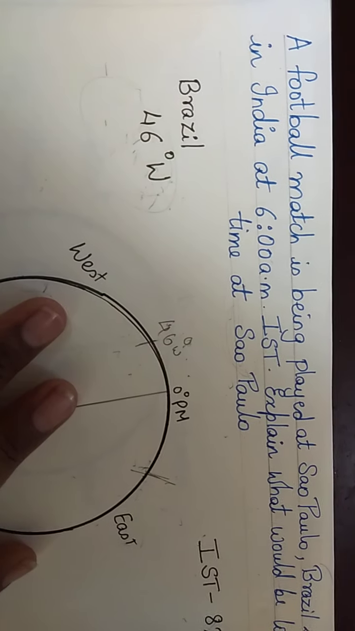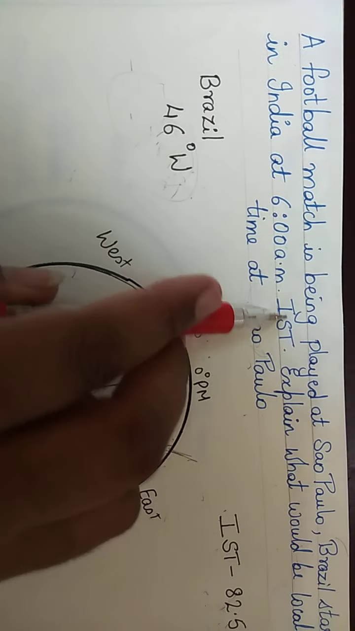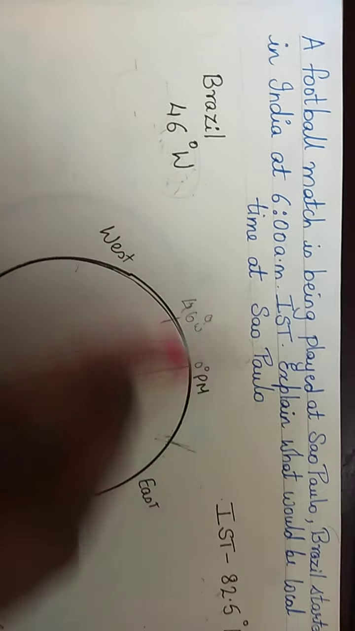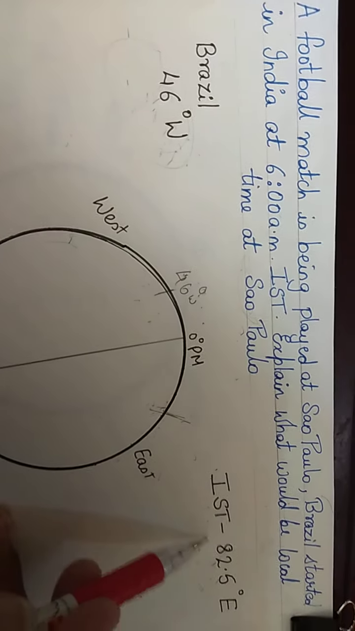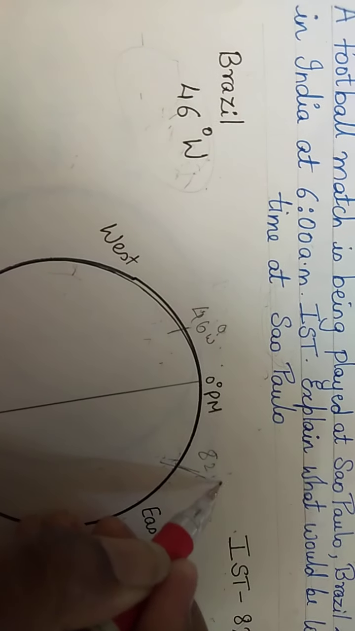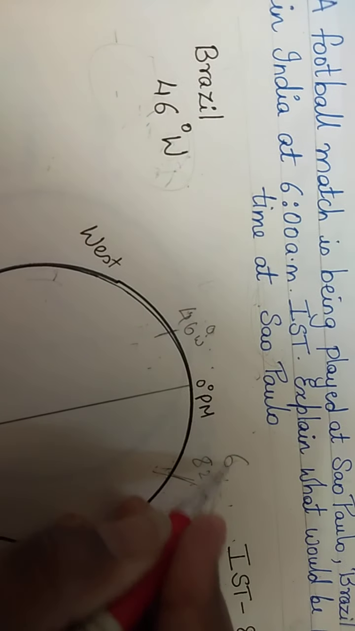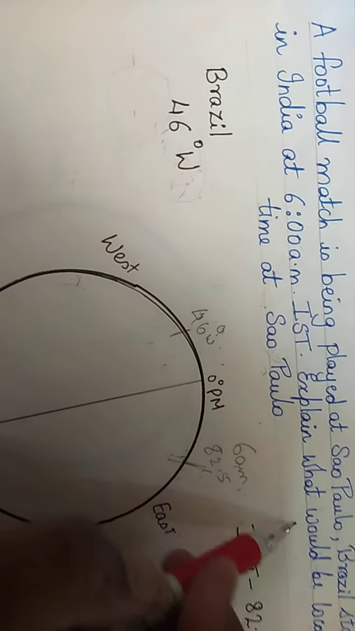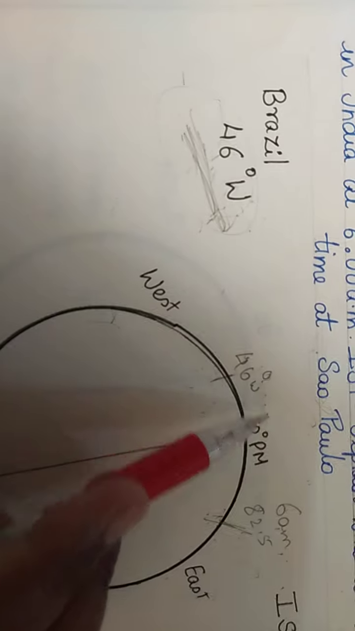Okay, the second sum is a bit lengthy but yet easy to understand. A football match is being played at Sao Paulo, Brazil, and it started in India at 6 a.m. India is in the eastern hemisphere. Indian standard time, you know, is 82.5 degree east. So this is India, and it has started at 6 a.m. here. And we need to find out the time in Brazil, which is in the western hemisphere, at 46 degree west. This will be provided to you. 46 degree west is Brazil.